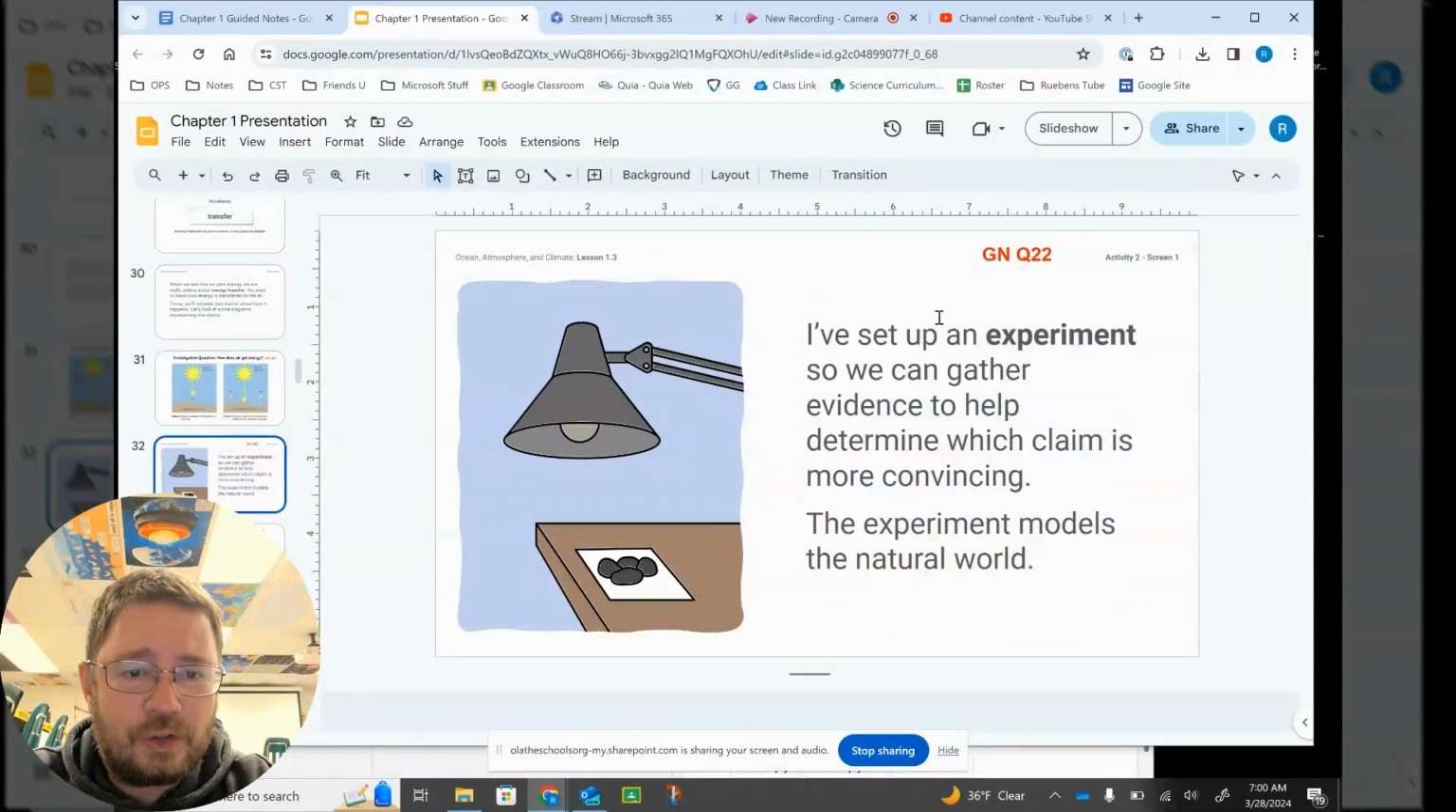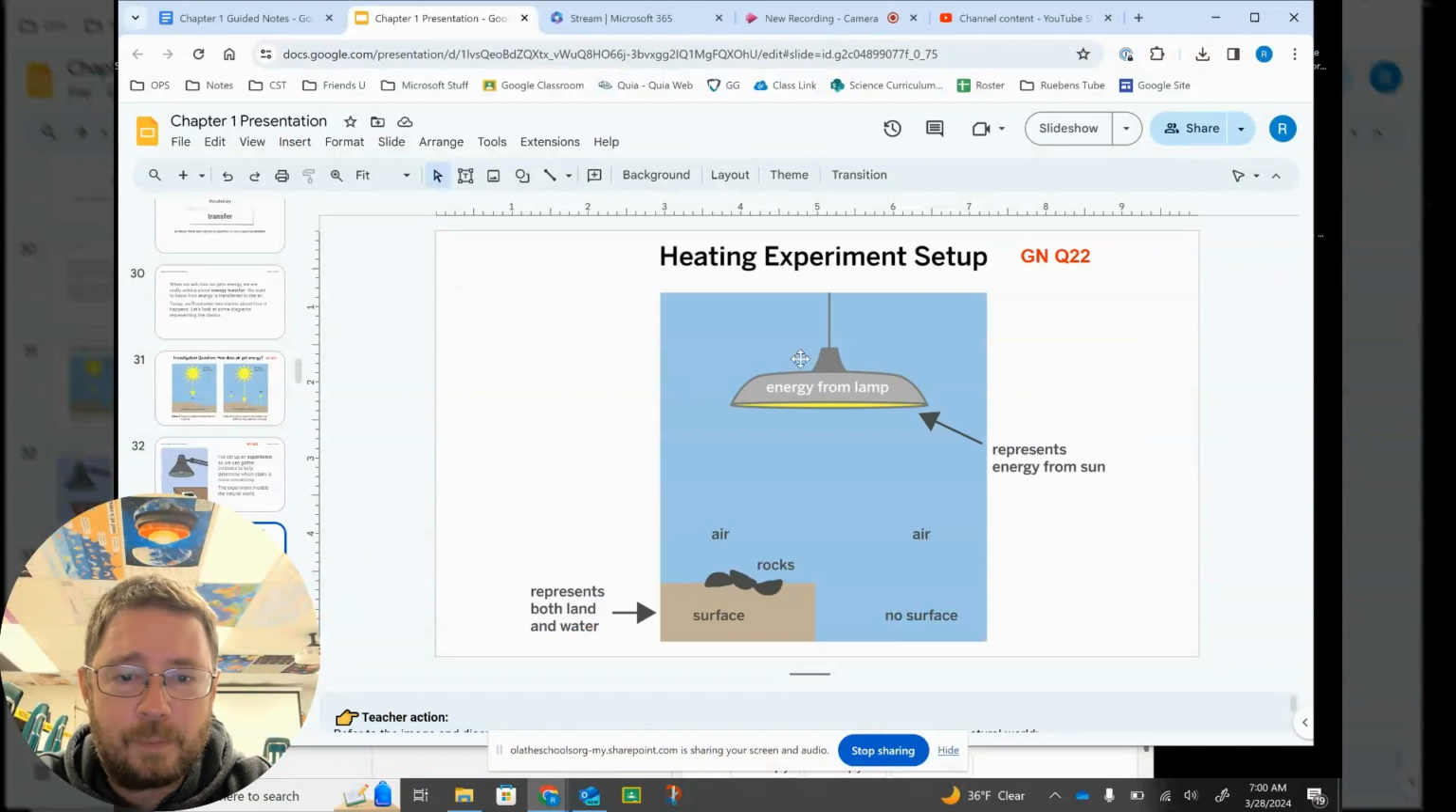All right, question 22. We are going to actually test out our experiment. So, we have an experiment to gather evidence to help us determine which claim is more convincing. This experiment models the natural world. So, we're going to have a heating lamp. Then the lamp will be half over land, half over air. The land is going to be represented by some rocks. The air is going to be represented by no surface. And the lamp represents energy from the sun.